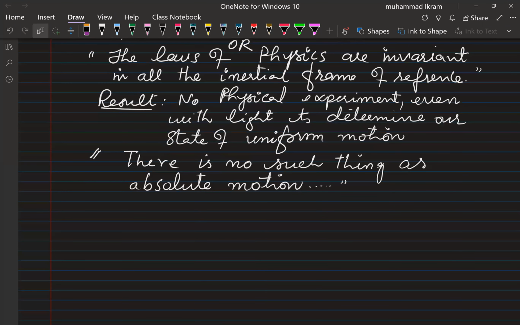So this is the first postulate of the STR, the Einstein special theory of relativity, that the laws of physics are invariant in all inertial frames of reference. For example, if you are performing an experiment in a frame of reference or a coordinate system which is at rest on the earth, for example, to measure the time period of a simple pendulum, ignoring other factors like the value of g, and if you perform the same experiment in an aeroplane which is moving with a constant speed or uniform motion, you will come across the same result. So the laws of physics are invariant.